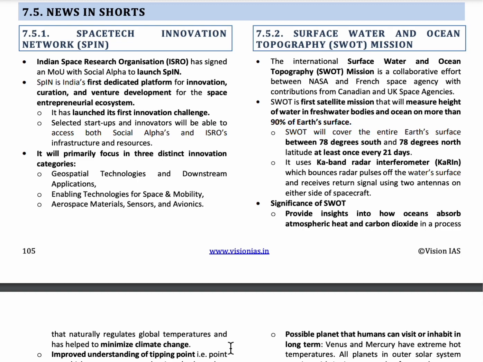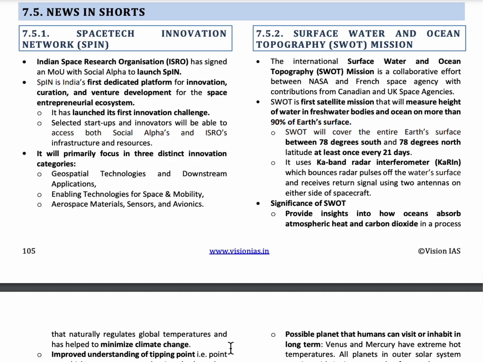The next topic is Space Tech Innovation Network. It is India's first dedicated platform for innovation, curation and venture development for the space entrepreneurial ecosystem. ISRO has signed a Memorandum of Understanding with Social Alpha in Launch to Spin.